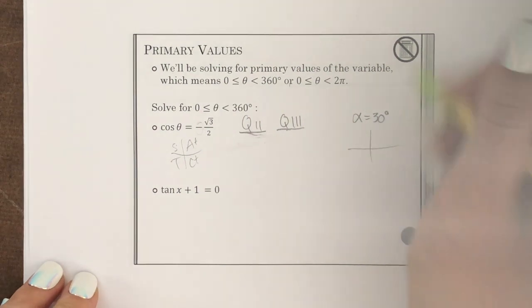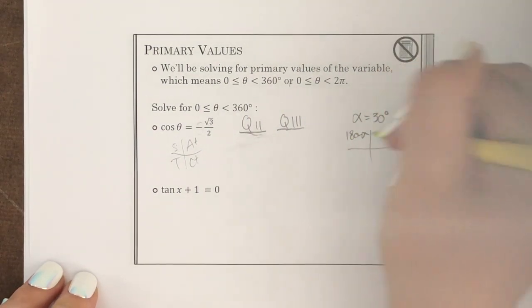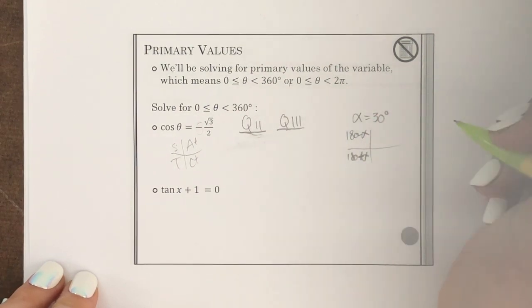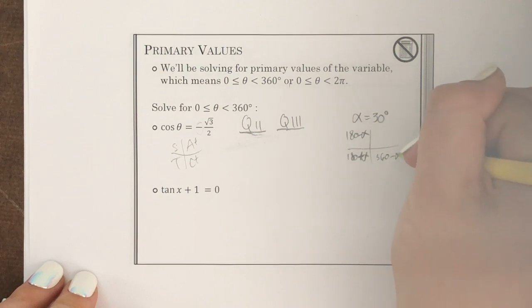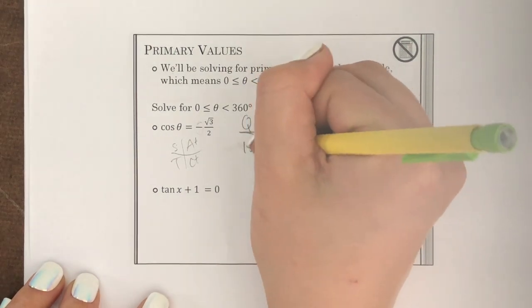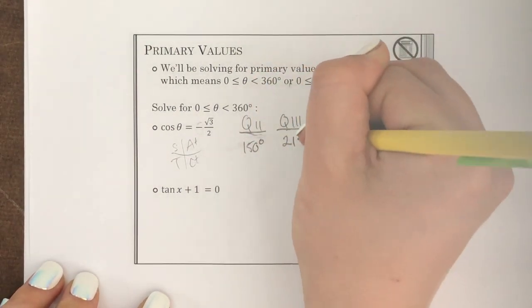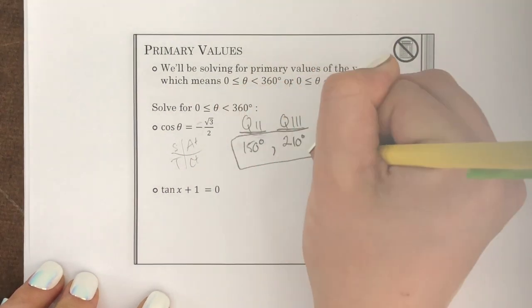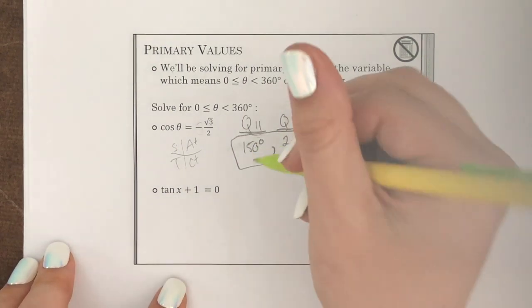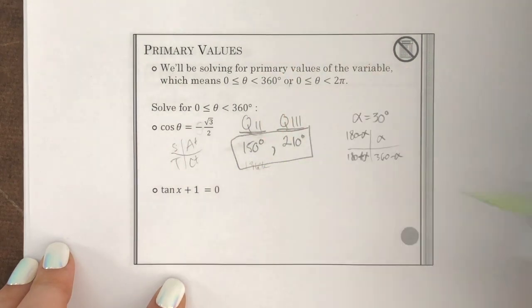And then I know that in the second quadrant, it's 180 minus alpha to get my second quadrant angle. And in the third, it's 180 plus alpha. In the fourth, it's 360 minus my reference angle. So this would be 150 degrees, and this would be 210 degrees. Okay, so those are the primary values for which this equation holds true. We know, of course, that there's an infinite number of places. If I did plus 360k, specifying that k is an integer, that would be how I do infinitely many. But we're not going to do that for this unit.